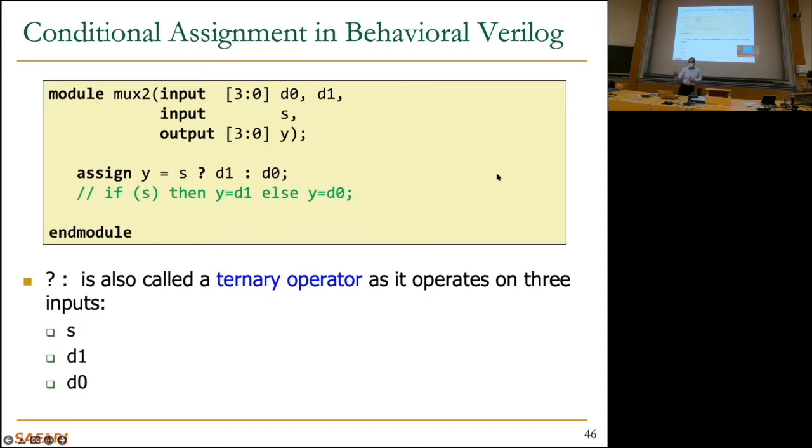Again, this is behavioral. This is a mux described conditionally. It's a 2-input, 2-to-1 mux, but each input is 4 bits, except for the select, of course, because select depends on the m value in the m-to-1 mux. Basically, you use this conditional or ternary operator. This says that y is equal to check s. If s is 1, then y is equal to d1. If s is 0, then y equals d0. That's essentially a multiplexing operation, right?